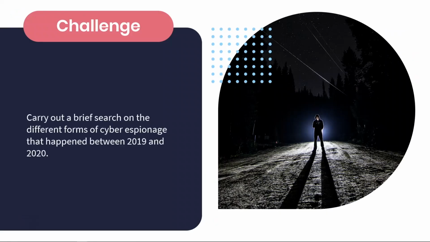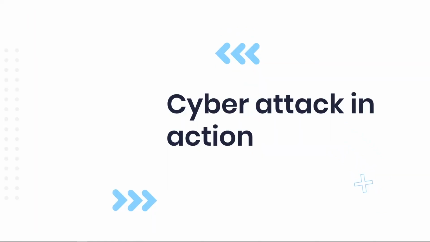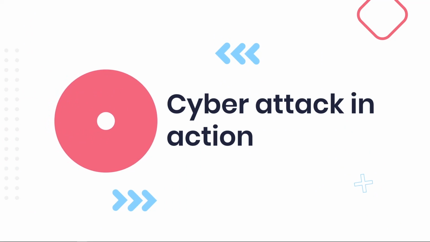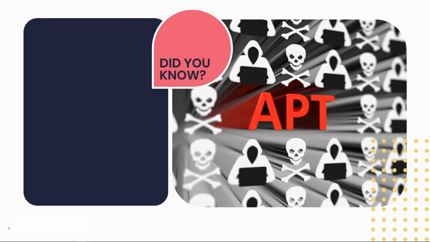Your task once we've finished our lesson today is to carry out a brief search on the different forms of cyber espionage that happened between 2019 and 2020. We're now going to examine a case of cyber espionage against Turkey in 2019. The case we're looking at is known as APT.